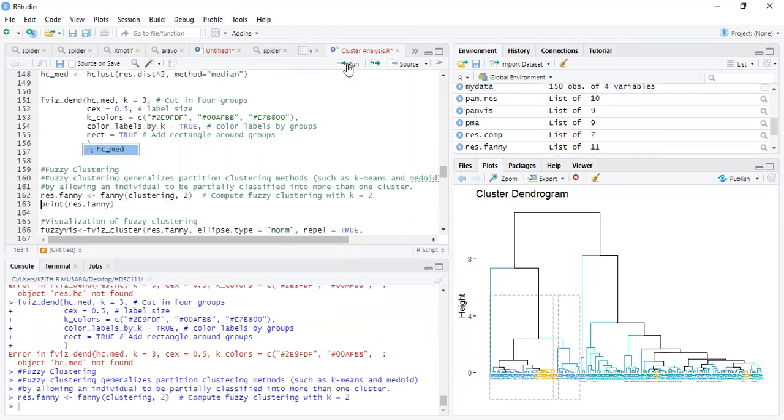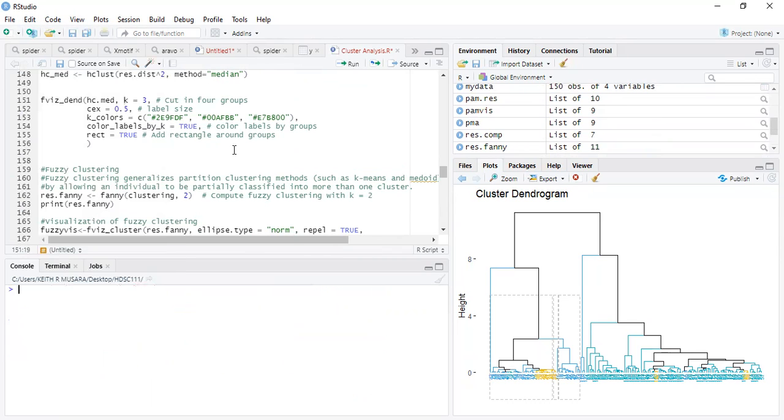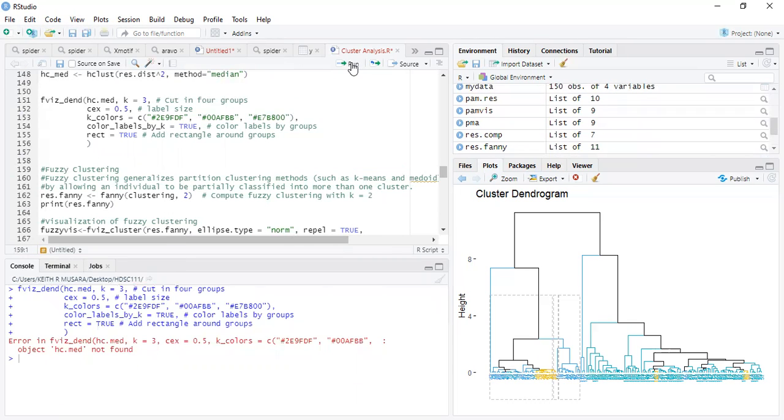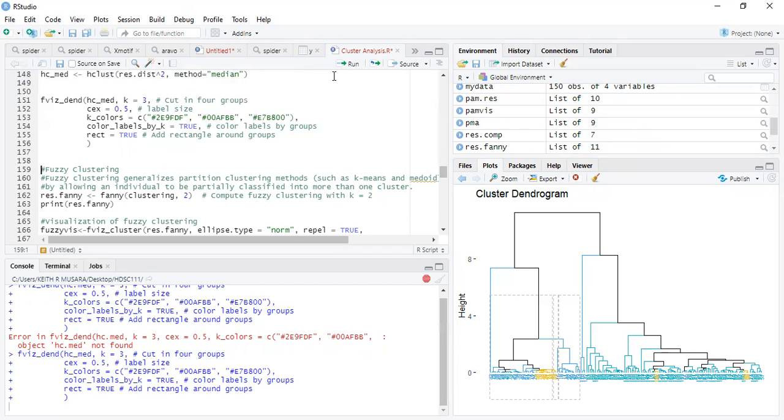You run those. Sorry, I was rushing to another one which is not yet. So let me clear the console. It says dot, okay, I have to run it again. Oh, it's not a dot, it's an underscore. If you run that, it is going to give you a dendrogram.